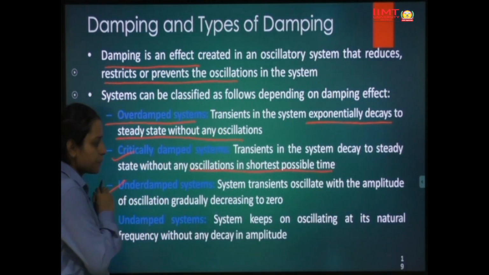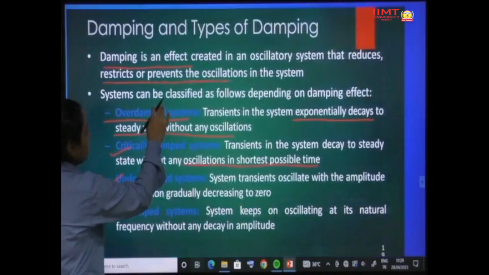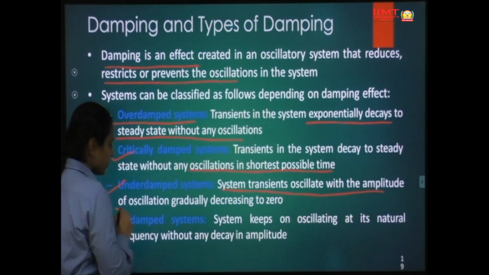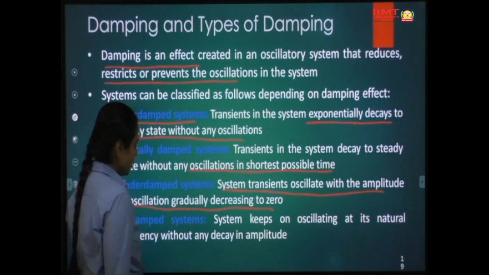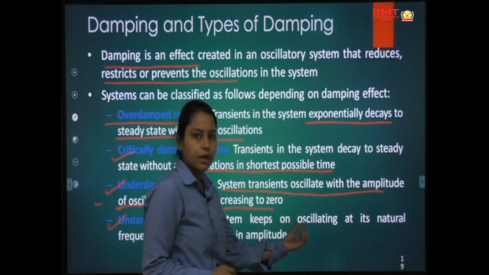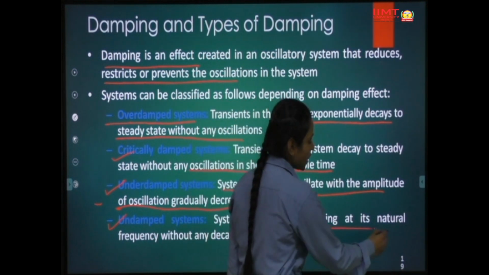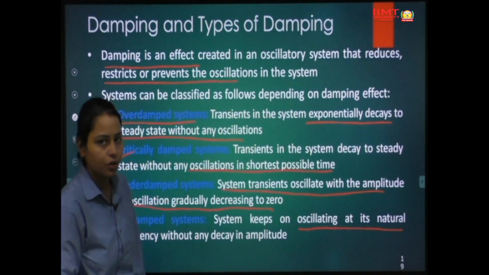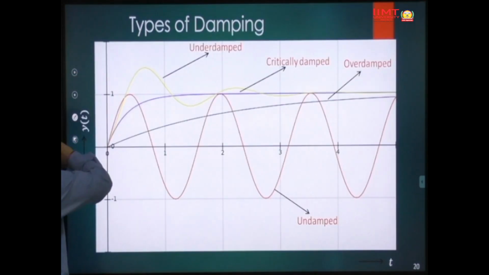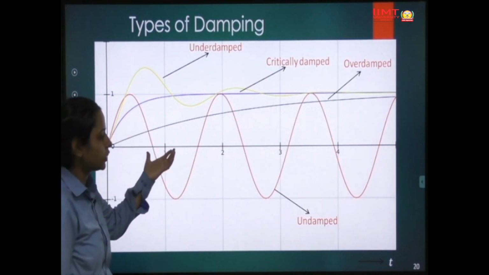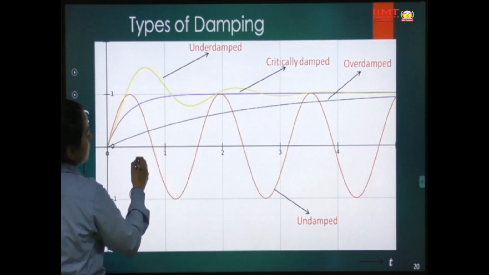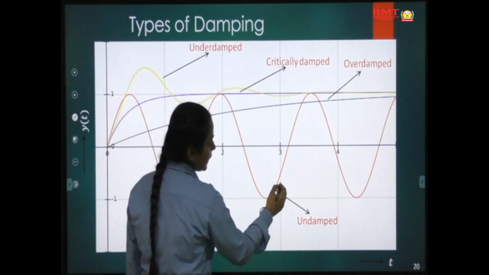Another one is the underdamped system. In this the system transients oscillate with the amplitude of oscillation gradually decreasing to 0. Another is the undamped system. Here the oscillation does not tend to reduce to 0. It keeps on oscillating at the natural frequency of oscillation without any decay. This graph represents what kind of damping we have. The first one, for zeta equal to 0, is the undamped system.